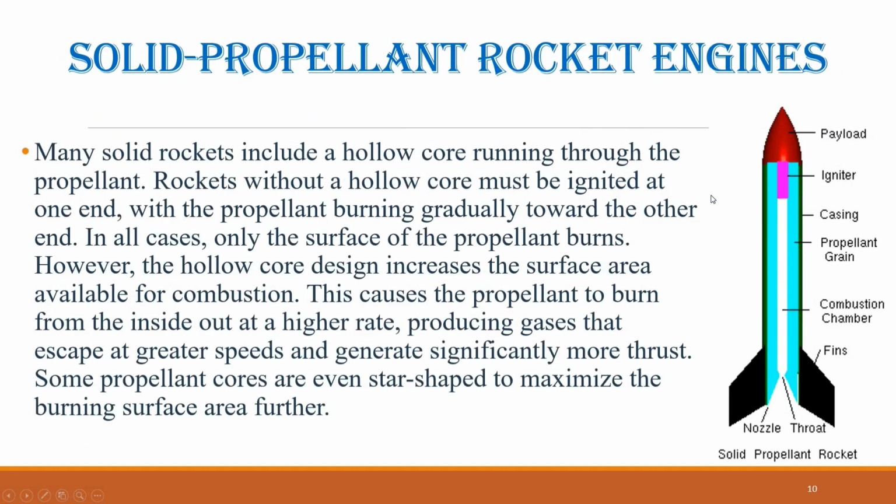Solid propellant rocket engines. Solid propellant rockets feature the simplest type of engine. The main components include a nozzle, a case, insulation, propellant, and an igniter.